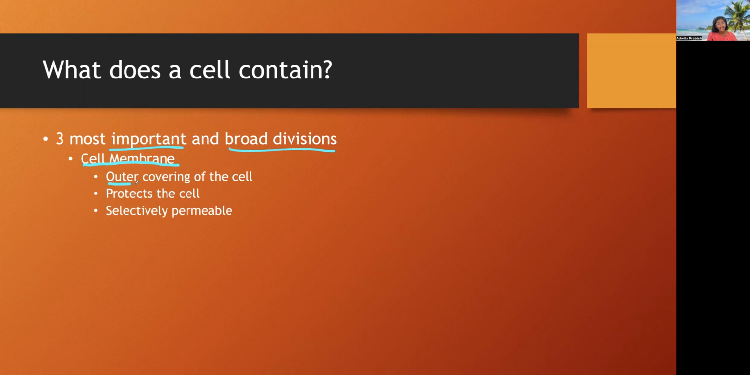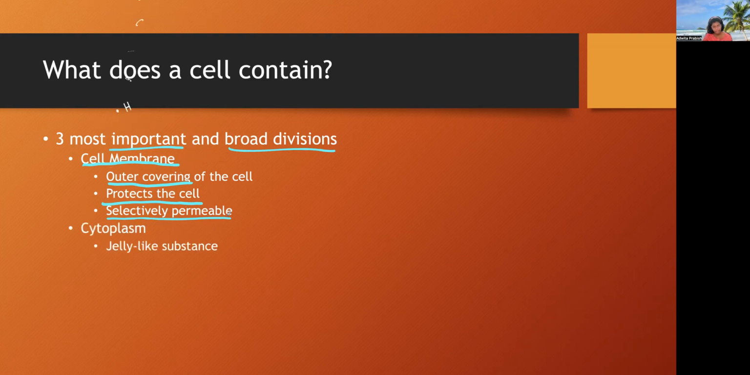It's the outer covering of the cell, protects the cell from invasions, that is, it does not allow germs inside the cell. It is selectively permeable, that is, it does not allow the other germs to infect the cell, so it does not allow it inside. It only allows in food material and some other things that are useful for the cell, not harmful for the cell.